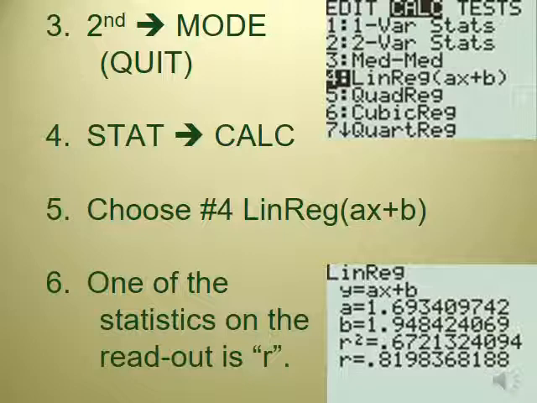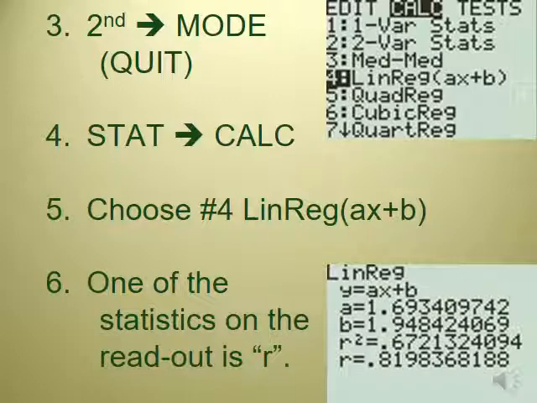Now, if you didn't do that first step I said about putting Diagnostic On in your calculator, it's not going to have the R squared and R at the bottom. And you need to go back and make it calculate things by choosing Diagnostic On.